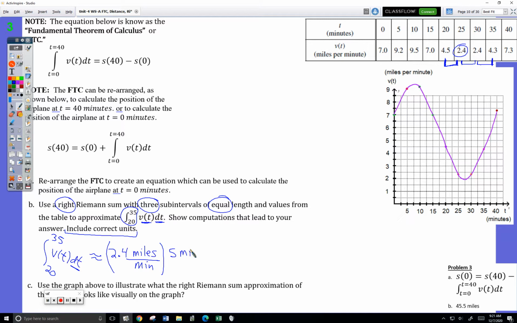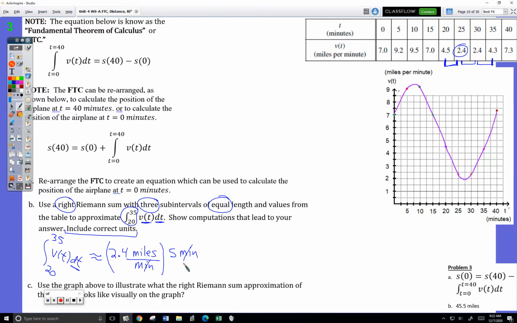And now I know my thinking is working because I'm not just blindly doing steps, I'm thinking about what I'm doing. 2.4 miles per minute means every time 1 minute elapses, the plane moves 2.4 miles to the right. Well, if I do that 5 times, I'm going to know the total displacement for the 5 minutes. So everything's making sense. I'm feeling good about my computation.